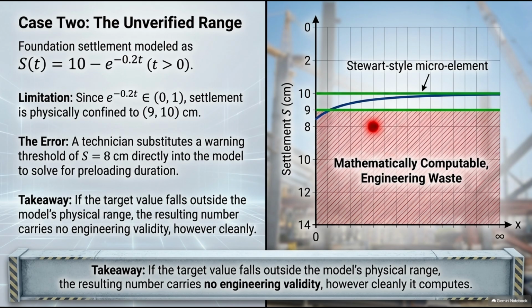Before inverting a logarithmic model, we must always verify that our target response lies within the mathematical range of the model. If a target value falls outside that range, it signals a direct contradiction between the monitored data and the mechanical model. Any resulting numerical value carries no engineering validity, no matter how cleanly it computes.